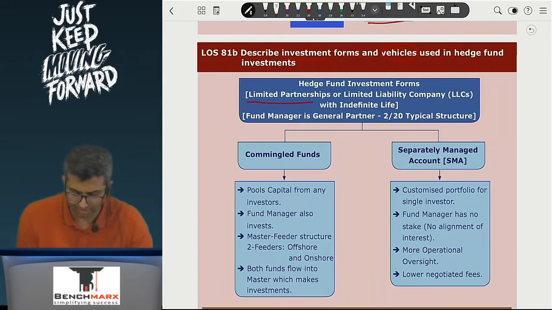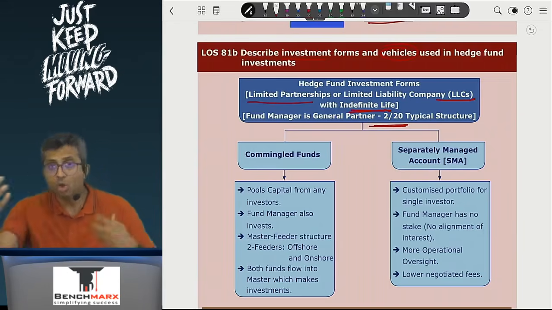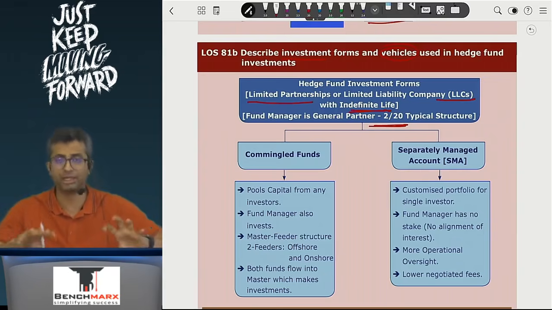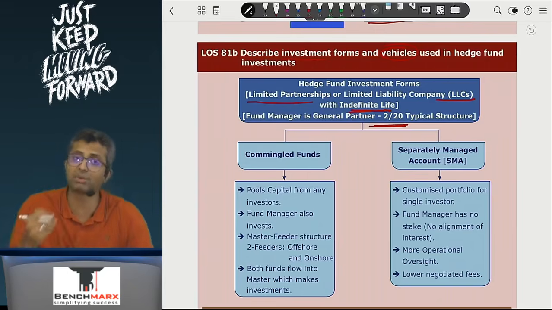Even over here, limited partnerships or limited liability companies are used with indefinite life, usually a 2 by 20 typical structure. Now there are two possible situations. One is a commingled fund, where you raise money from a lot of people, like a mutual fund, a lot of qualified investors, and the general partner over here also itself invests the money.